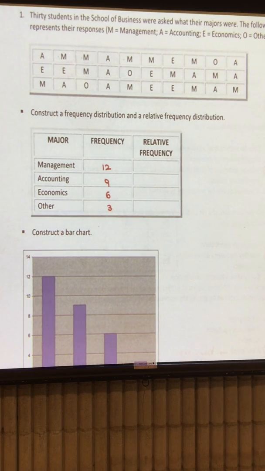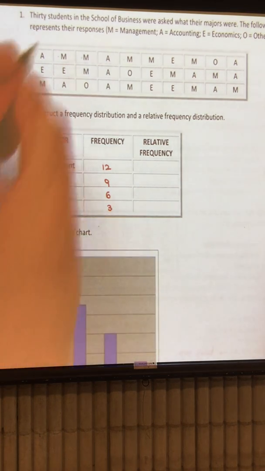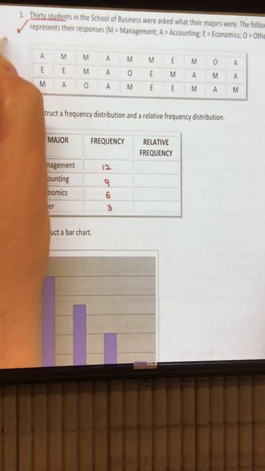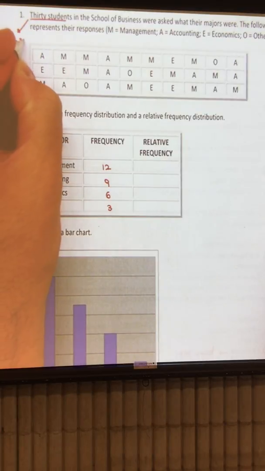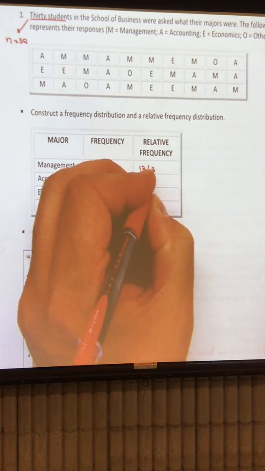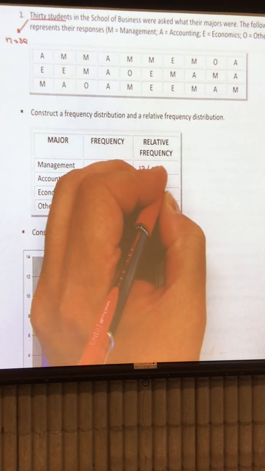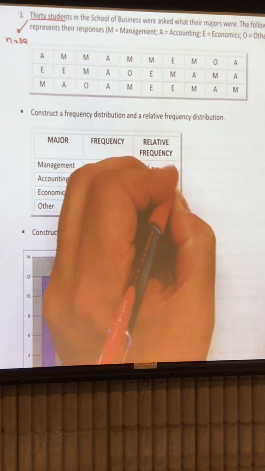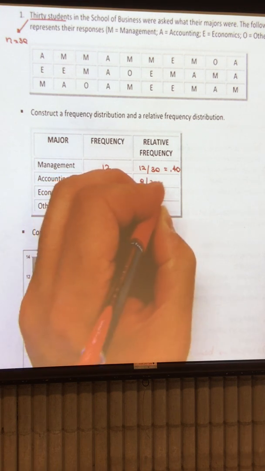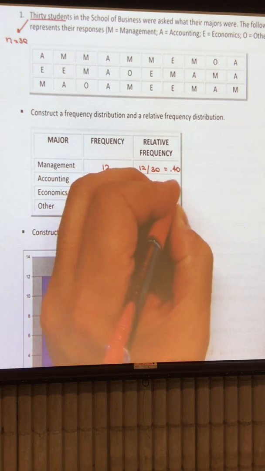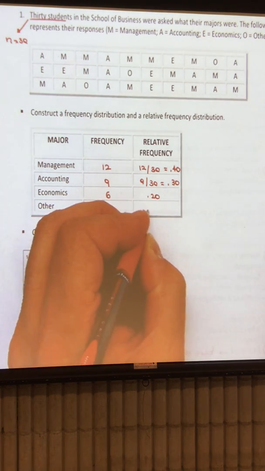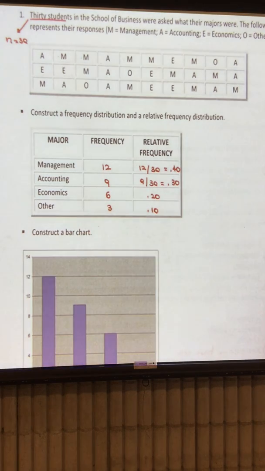For the relative frequency, we have 30 students. So n is equal to 30. So we have to divide the frequency over the total, which is 30. So the first one will be 0.4. The next one will be 0.3. Next one will be 0.2. And the last one, 3 over 30, 0.1.